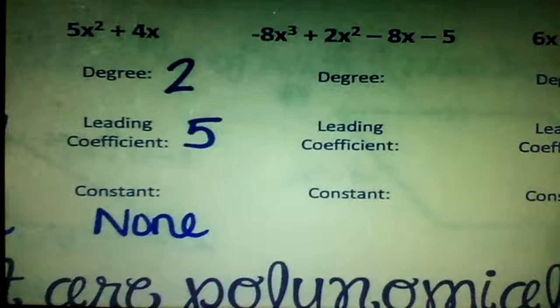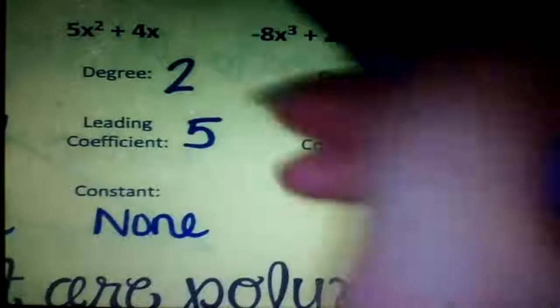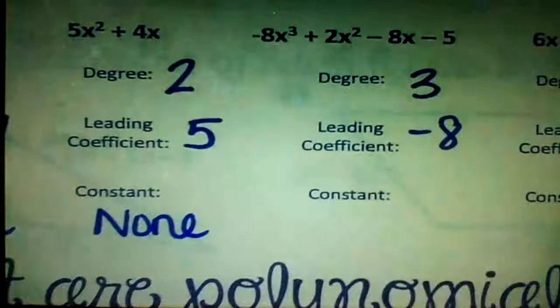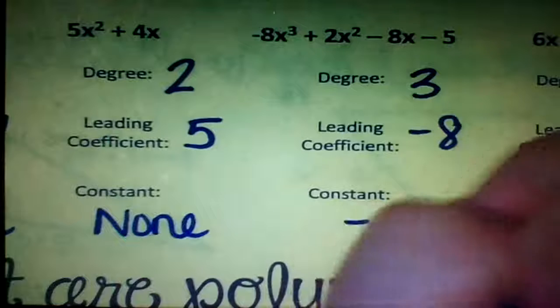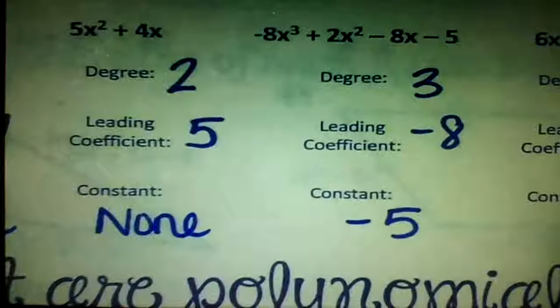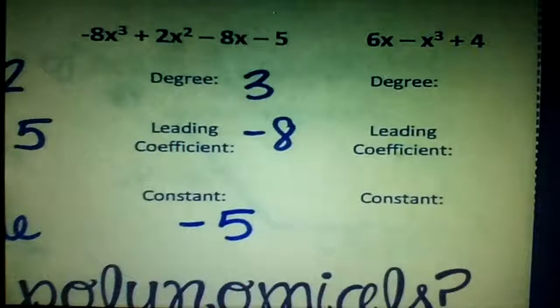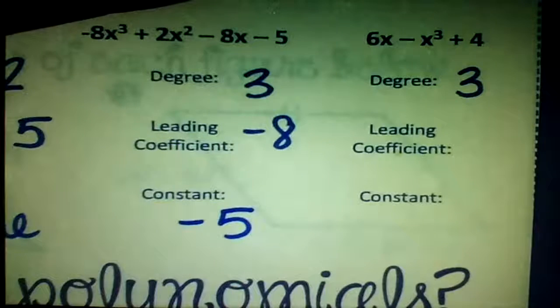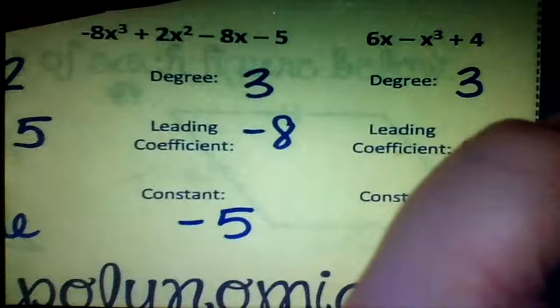Degree of this one? 3. Leading coefficient? -8. Constant? -5. Make sure you take that minus sign and make it a -5. If you tell me 5, it's wrong. The last one. Degree? 3. Leading coefficient? 1.